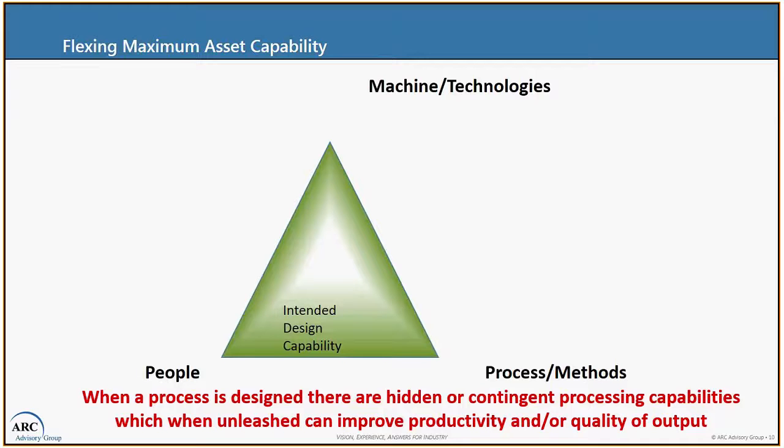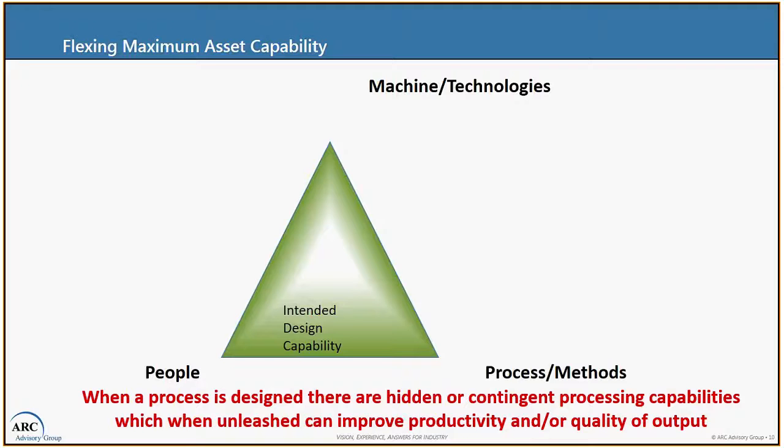When a production process is designed, there are hidden or contingent processing capabilities, which when unleashed can improve productivity as well as the quality of the output. Through the plant performance assessment and analysis, we call the process flexing the plant to achieve maximum asset capability.